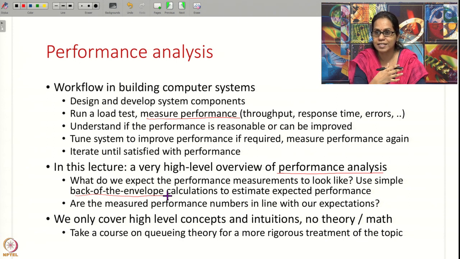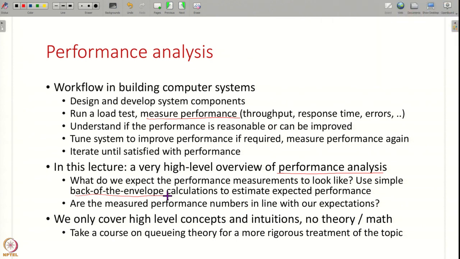And once these estimates match what you are seeing, suppose you estimate a performance of 100 requests per second in your system because each query is taking 10 milliseconds, but you are seeing only a capacity of 10 requests per second, then you know something is wrong in your measurement setup that you have to fix. So, these back of the envelope calculations are very important to get a rough sense of whether your performance measurement is correct, and roughly in the same ballpark range that you expect.